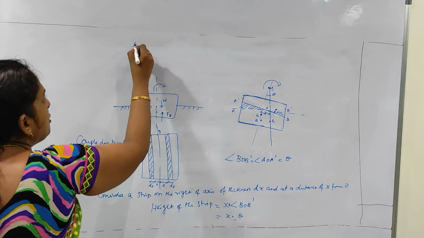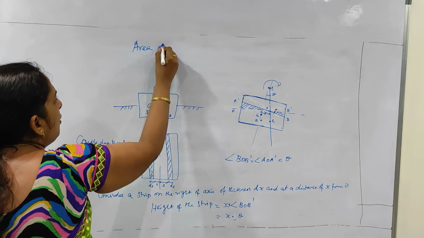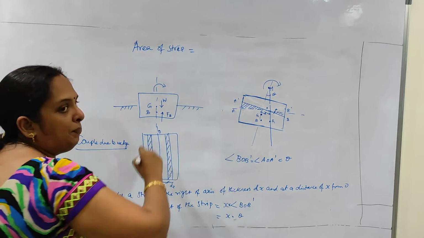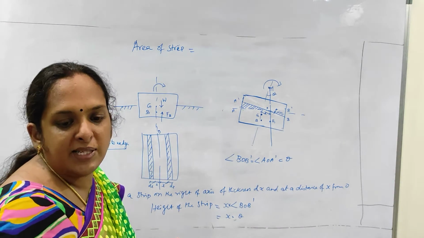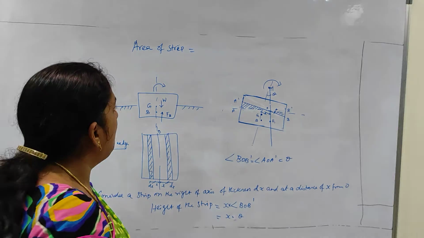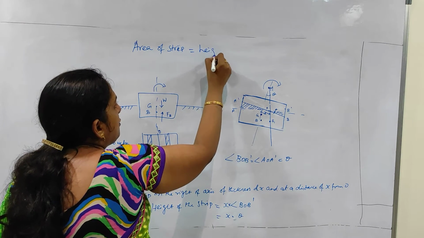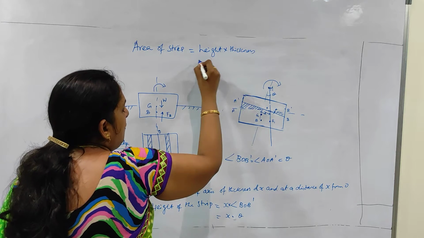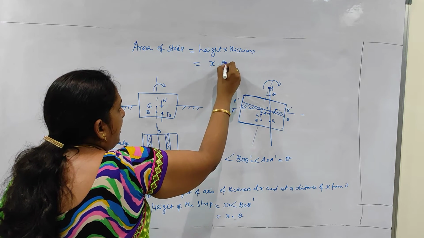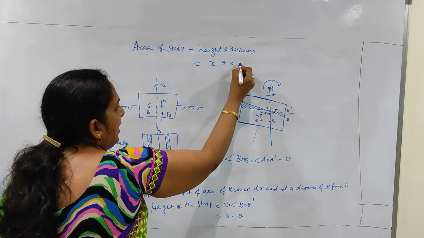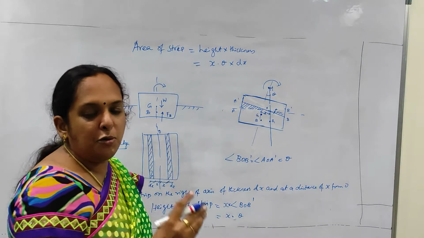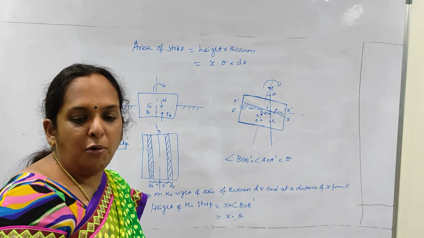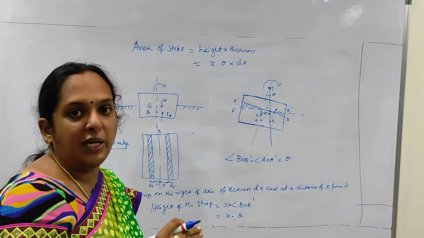What is the area of the strip? It's very easy. We know the height, we know the thickness, and we know the length. The area of the strip is height into thickness. The height is x into theta, and the thickness is dx. This is considering only the right-hand side. So x into theta into dx is your area.